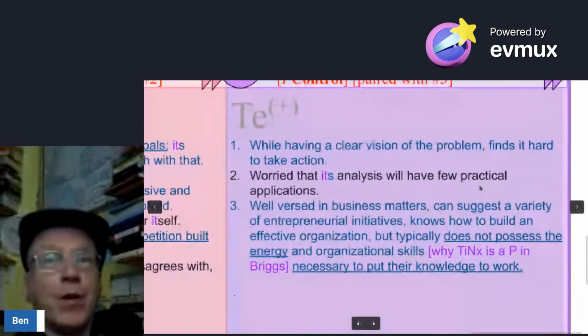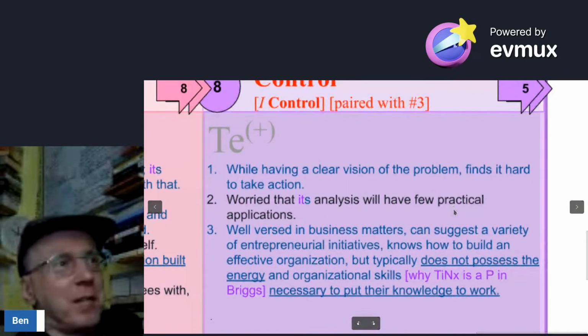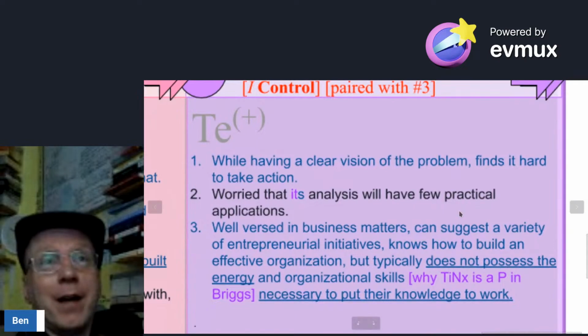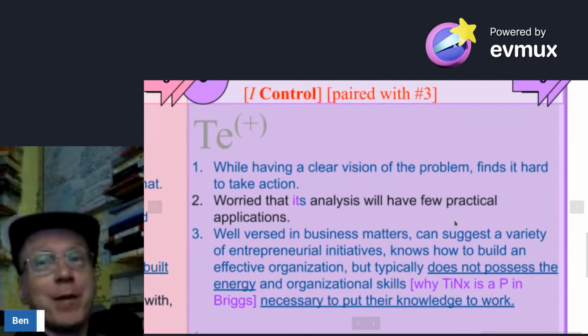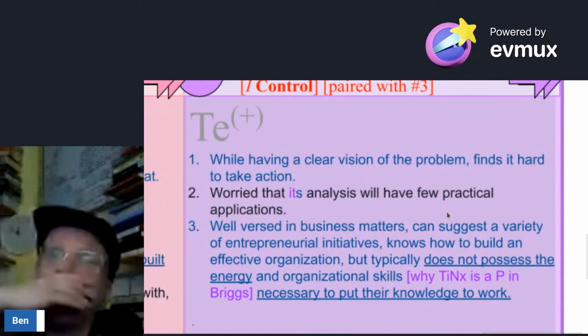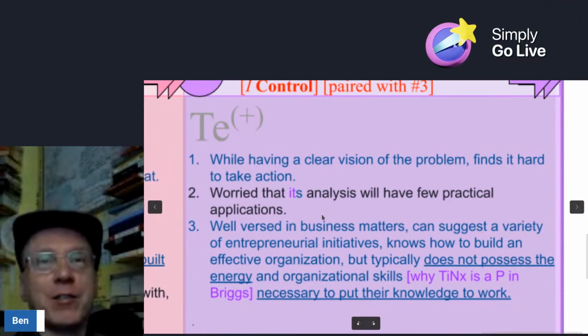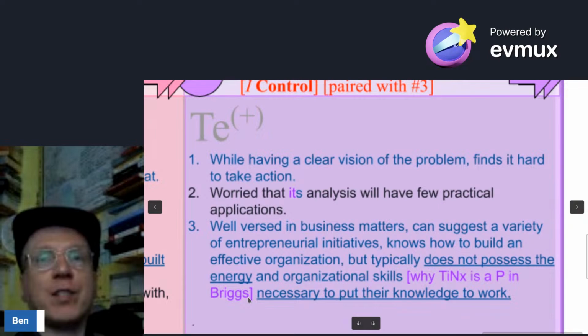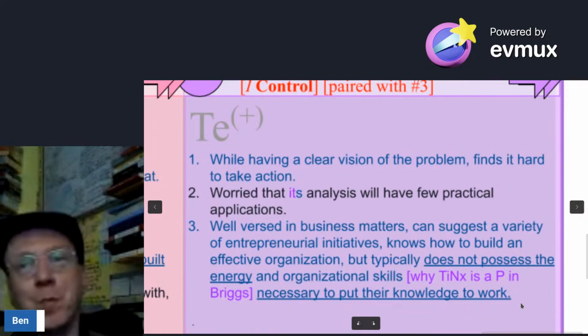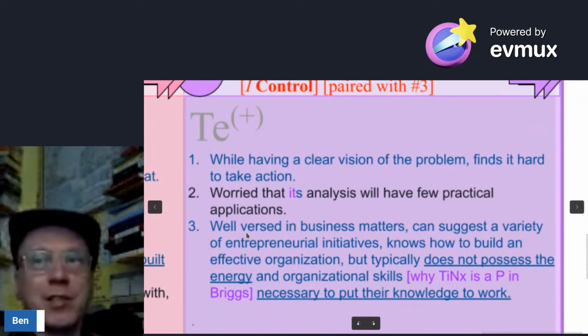Before, Model G decided to say that TE was the weakest function in LII. Well, if I get my dramedy made, TE ain't my weakest function. Right. Big if. While having a clear vision of the problem, finds it hard to take action. Okay. Worried that its analysis has few practical applications. Worried, well versed in business matters. Can suggest; the advisor knows how to build an effective organization, but typically does not possess the energy and organization necessary to put their skill to work. But again, there are caveats there. It's like can suggest, well versed in business.